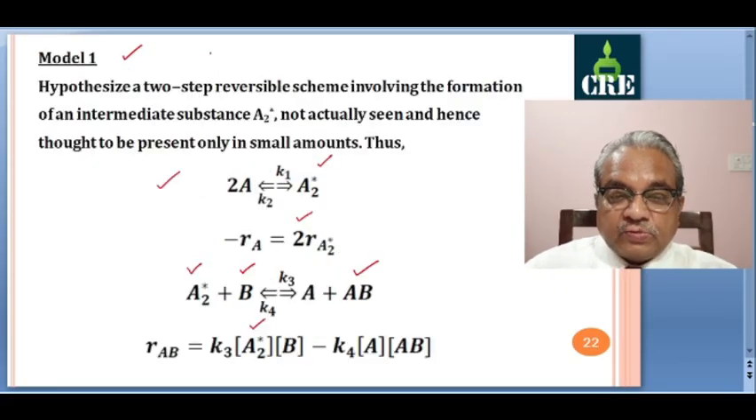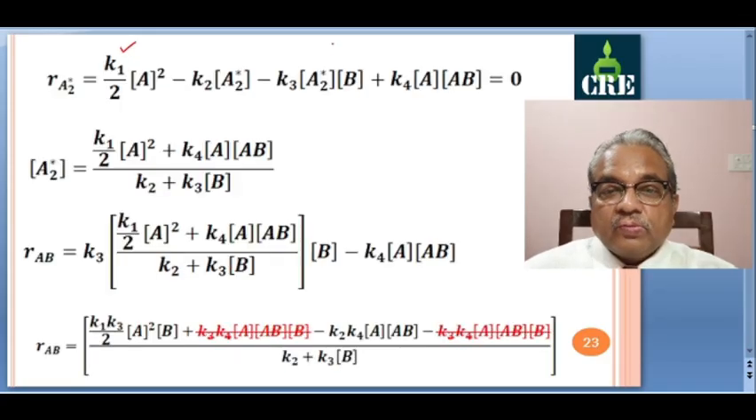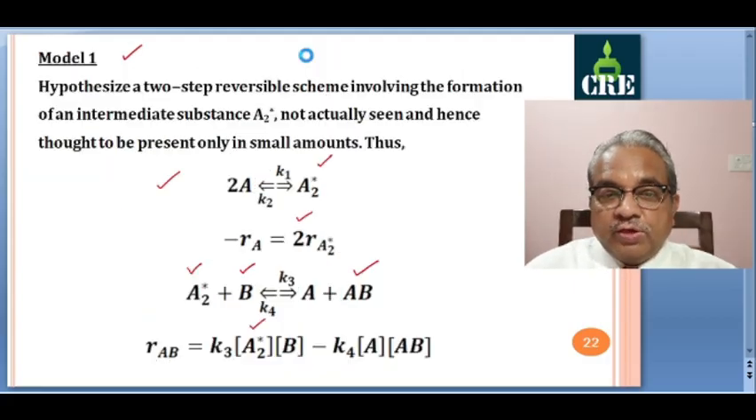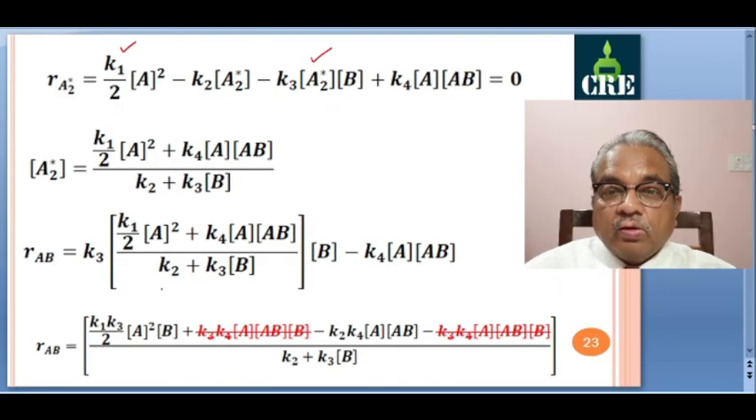Now the third and fourth reaction, same thing. Here A2 star is disappearing, so minus K3 concentration of A2 star into concentration of B. K4 with this is formed, so plus sign, plus K4 concentration of A into concentration of B.